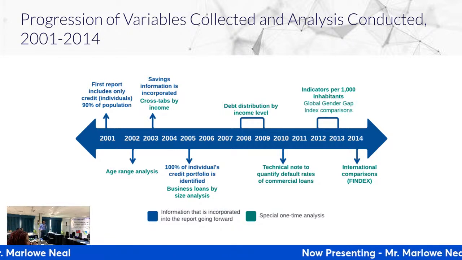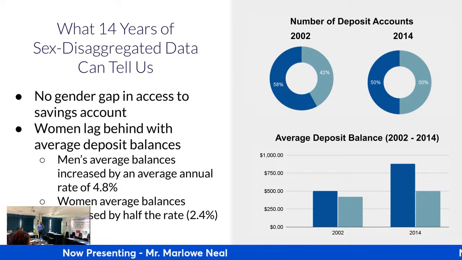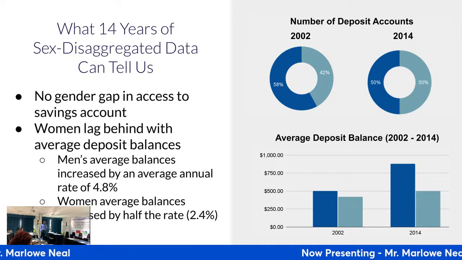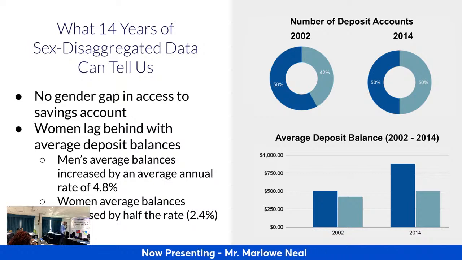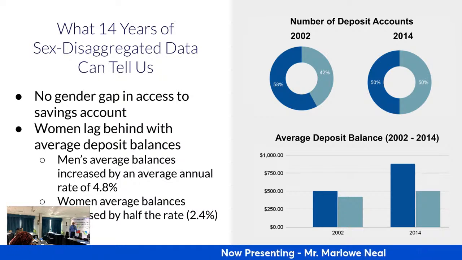Next slide. So then what does 14 years of sex disaggregated data tell us? Well, in the case of Chile, there's no gender gap in access to savings accounts. In terms of number of deposits, we see in 2002, men held 58% and women 42%. In 2014, that was evenly split at 50-50.